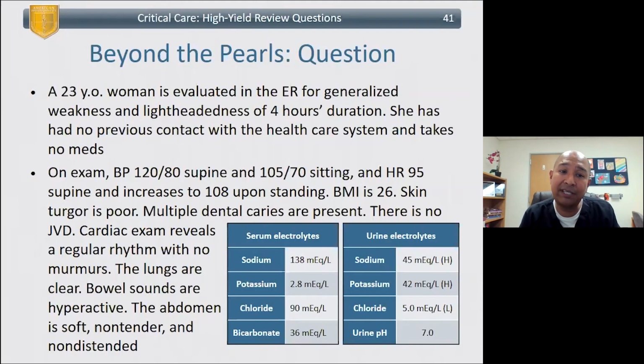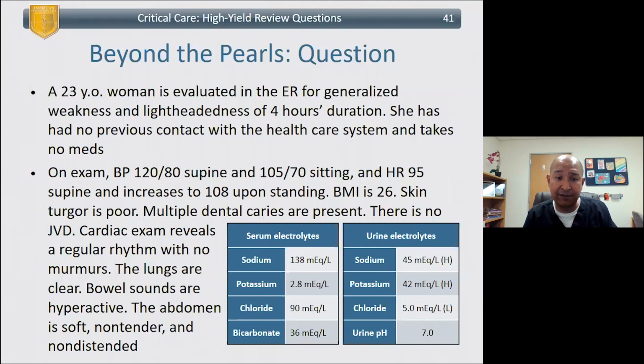So we have a 23-year-old woman evaluated in the ED for generalized weakness and lightheadedness of 4 hours duration. She had no previous contact with the healthcare system and takes no meds. On exam, her blood pressure is 120/80 supine, sitting at 105/70. So maybe a little orthostatic.